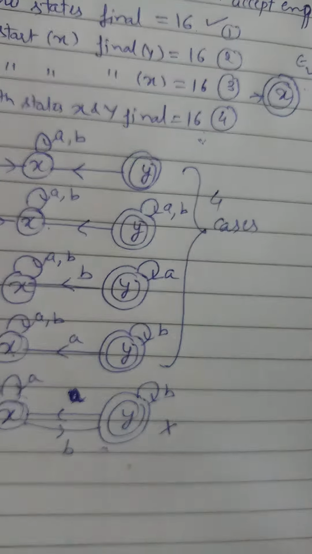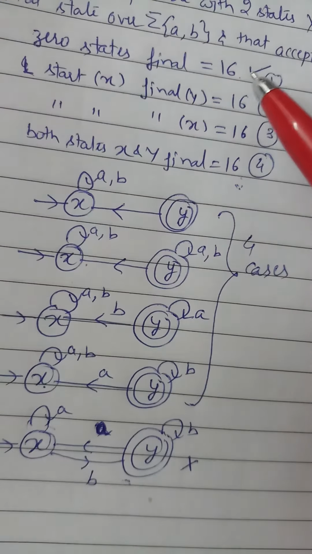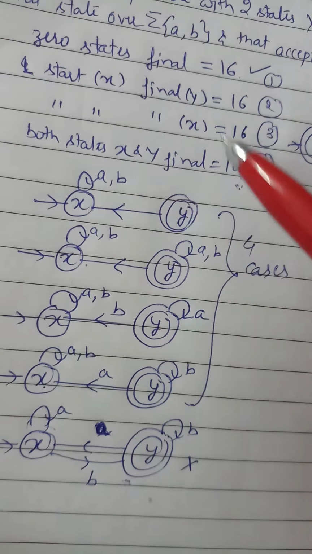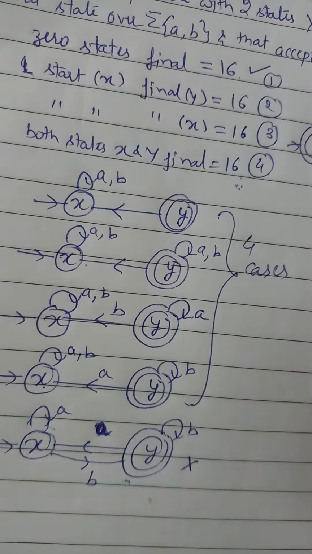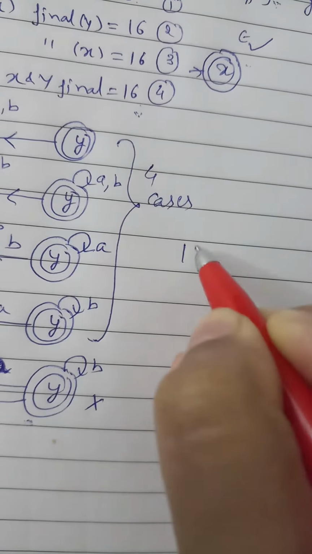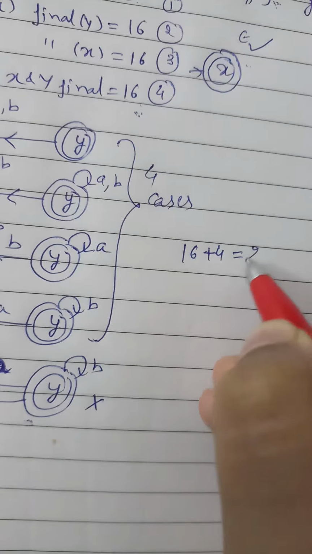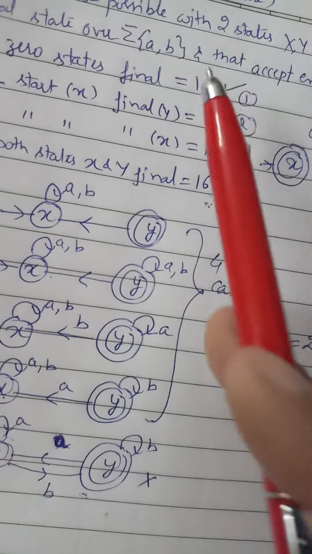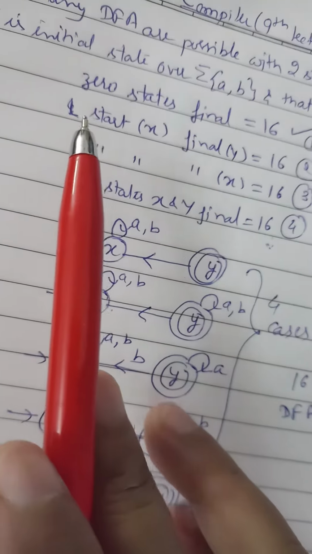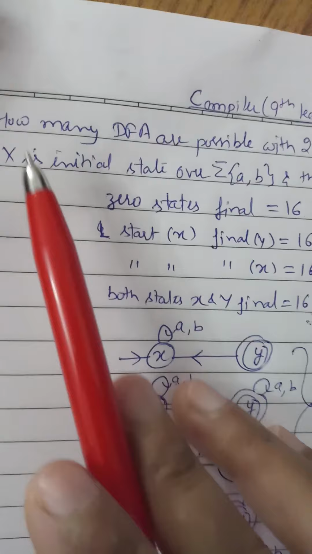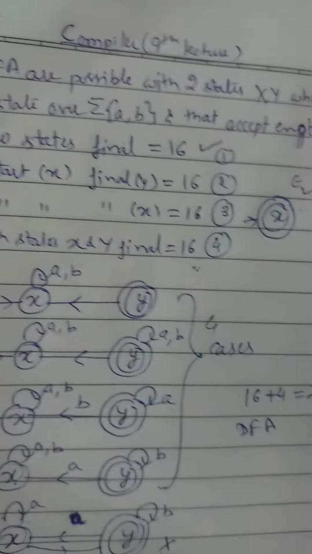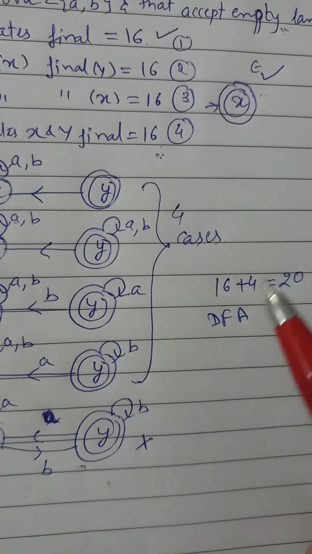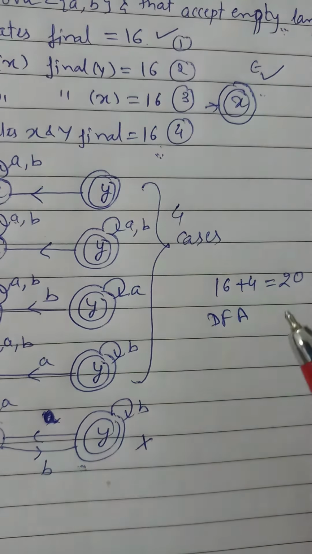So how many DFAs are possible? Only in the first case, when there is zero final state, 16 DFAs are possible, and in the second case, when start is X and final is Y, only 4 cases are possible. So 16 plus 4, that is 20 DFAs are possible with two states X and Y, where X is the initial state, over alphabet AB, that accept empty language. So there are only 20 DFAs possible. Now move to the next.